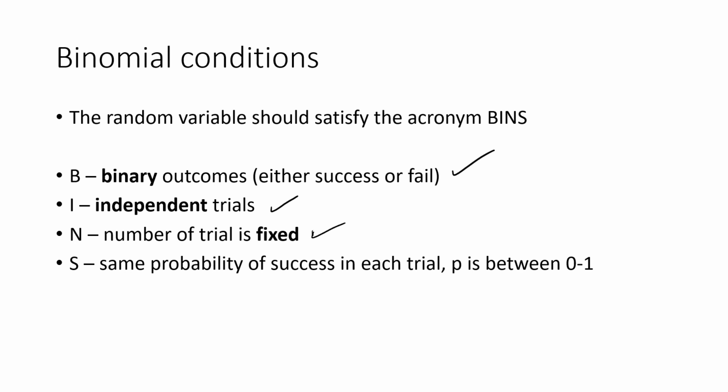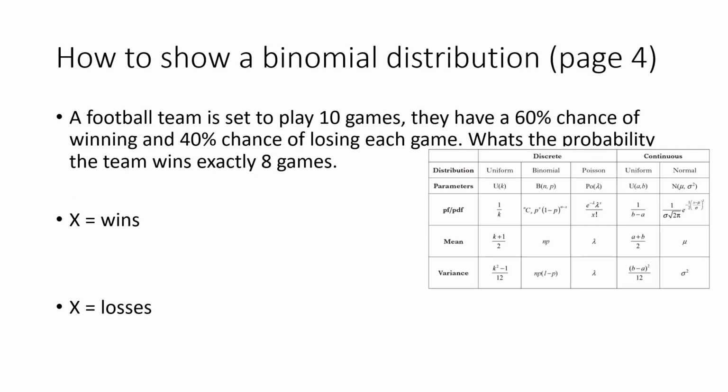And the last one, the same probability of success in each trial. P is between 0 and 1. This goes back to independent trials as well: succeeding 3 times does not mean your fourth success chance is lowered or increased. They are independent. So we know this question fits all the criteria, and we know the problem-solving way of doing it by finding the combinations and also 0.6 to the power of 8 times 0.4 to the power of 2.